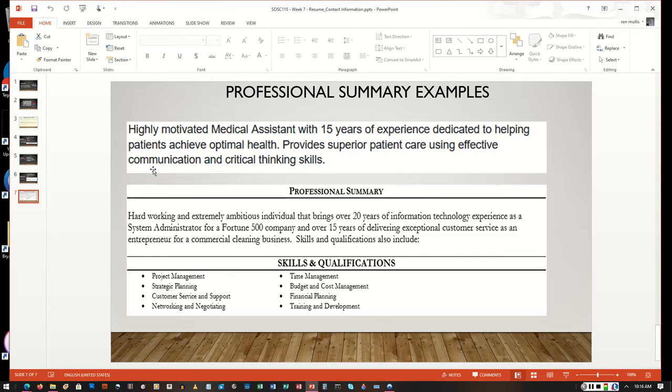One is not more right than the other. It's dependent on what you want to present and how you want to formulate the resume that you're building. But neither one is right or wrong. It's whatever your preference is.